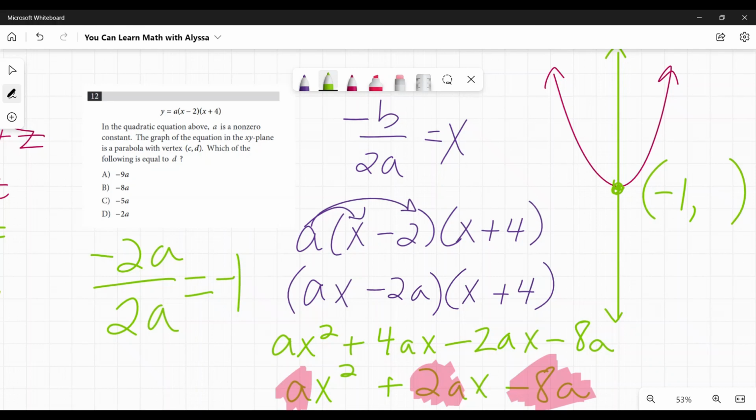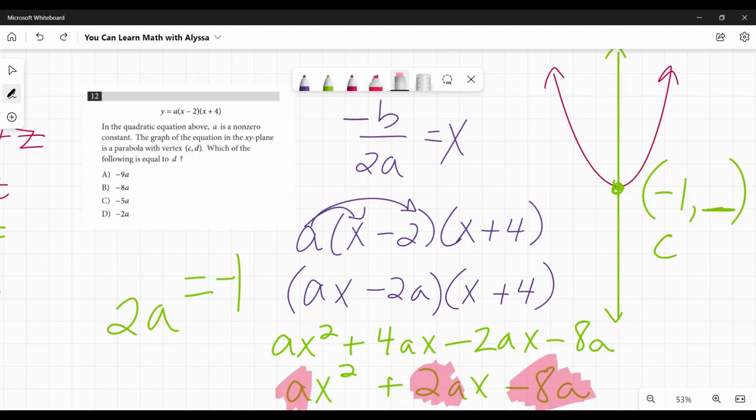Now, what are they asking for? Is that what they're asking? Negative 1, the x? No. They're saying that this vertex has coordinates c and d. So negative 1 is what they're calling c, and this unknown y value is what they're calling d. And that's what they want to know. What is equal to d? How do we find that? Well, we know that our c, our x value, is negative 1.